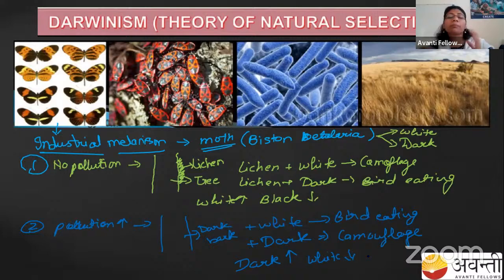Apart from that, we have pest resistant crops, antibiotic resistant bacteria, or what we call superbugs, right? All these are examples of natural selection. For example, if you get sick, the doctor provides you a prescription to take a medicine or some antibiotic for 5 days, but in 2 days you get relief, so you stop taking it and do not complete your prescription.